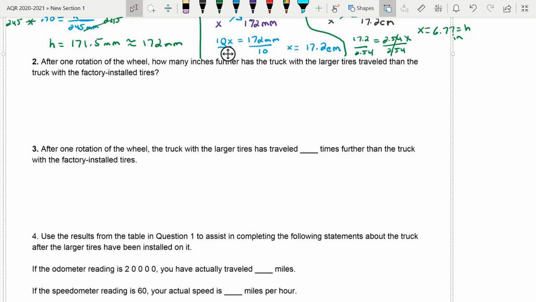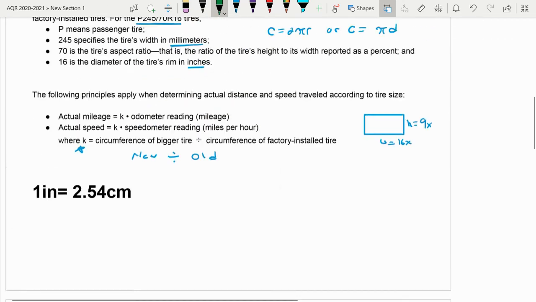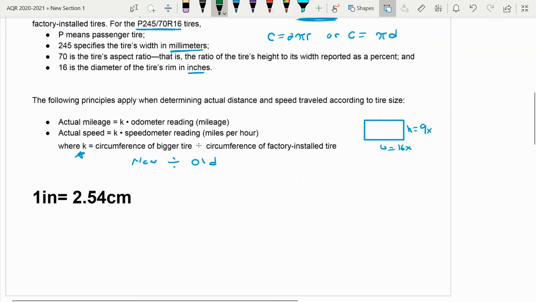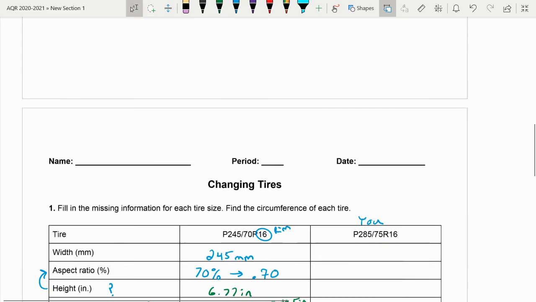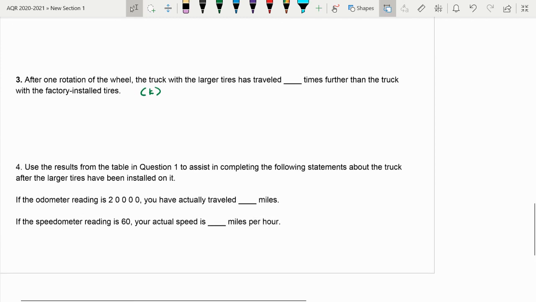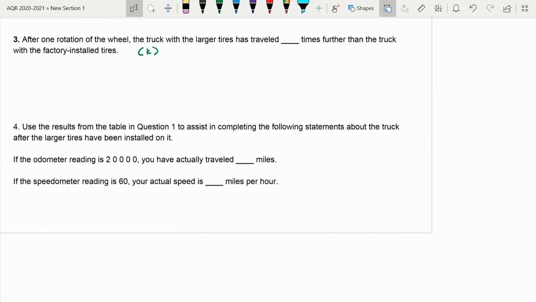Here's the hint: number 3 is going to give you your K. That is literally the formula for K, which I talked about over here somewhere. There it is, that one right there. So look at number 3 on that specific slide. I forget which slide it is. Then use the results from the table.